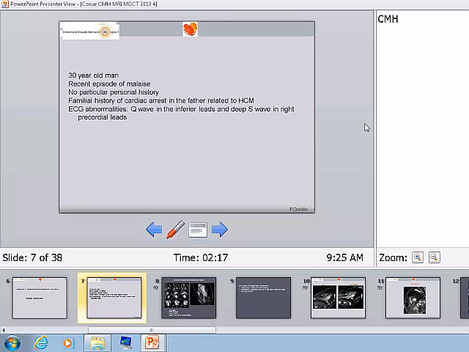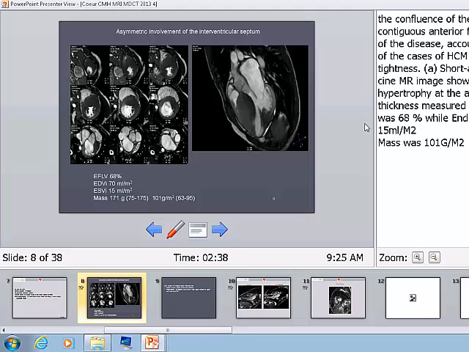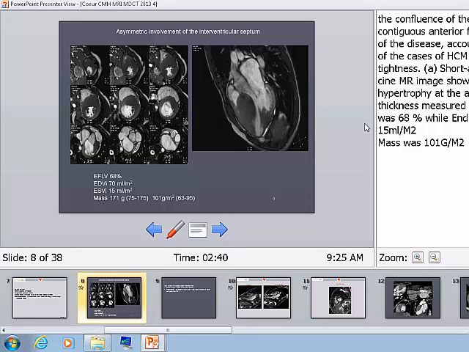This is an example of a 30-year-old man with a recent episode of malaise, no personal history, a familial history of cardiac arrest related to HCM, and EKG abnormalities such as Q waves in the inferior leads and deep S waves in the right precordial leads. Here you can see a cine image. The confluence of the basal anterior septum with the contiguous anterior free wall is the most common form of the disease, as you can see, accounting for an estimated 60 to 70% of the cases who present with chest tightness.